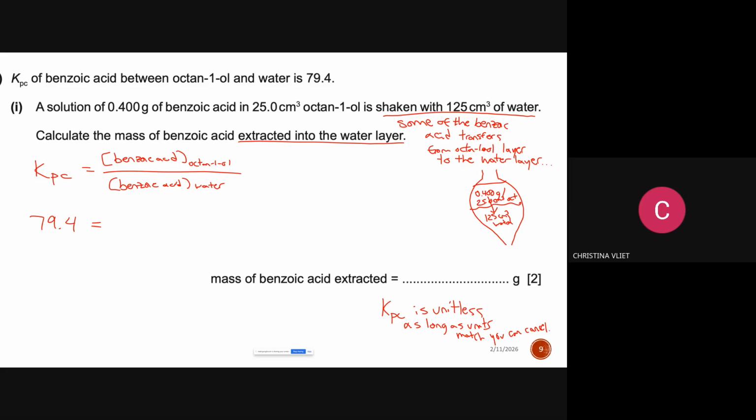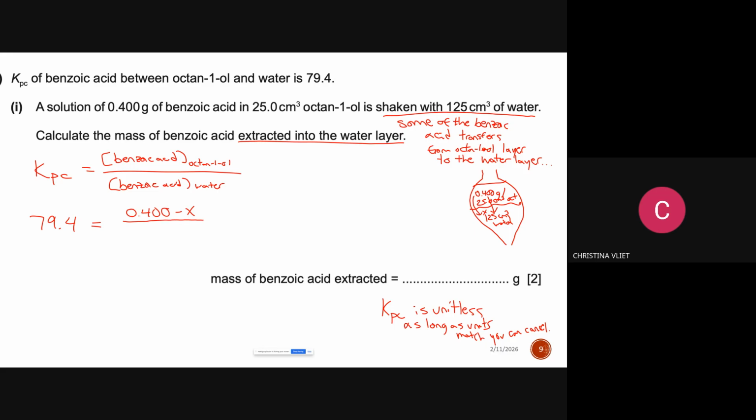So how much benzoic acid? Yes, 0.4 minus x. That's right. So 0.4 minus x is the amount of grams I have in the octanol. Why? Because some amount, an x amount, went from here to there, right? We don't know how much that is. That's actually x. We have to solve for that. We have to figure out what that is. So 0.4 minus x is the grams.